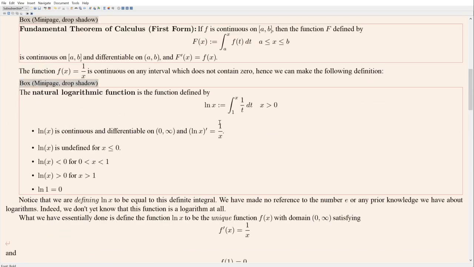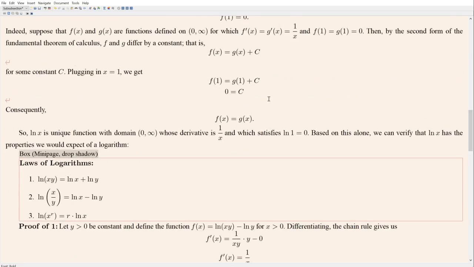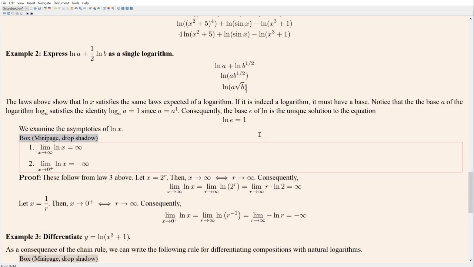So this function, ln, which we defined to be an antiderivative of 1 over x, with a couple other properties, at 1 it has to be 0. As it happens, this completely new function satisfies all of the properties that we would expect of a logarithm. So, if this function ln is a logarithm, it would have to have a base. So, what is the base?